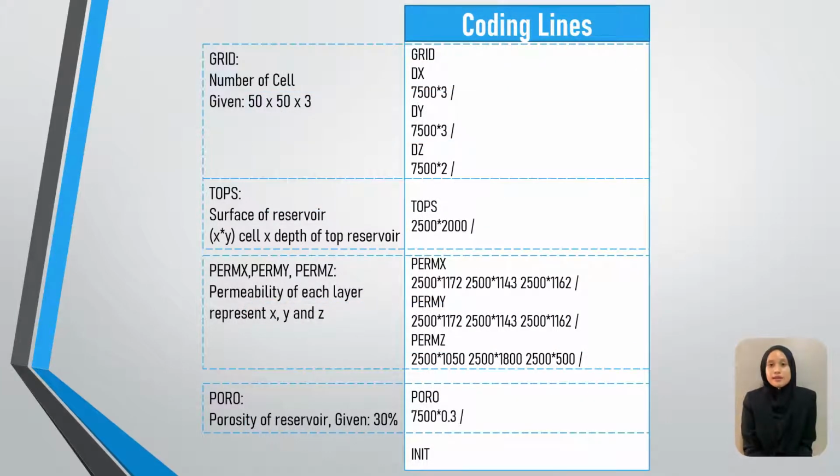The grid stands for the number of cells which is given, and the tops mean the surface of the reservoir, from which we can see the X and Y cells, and it is multiplied by the depth of the top reservoir, which is given as 2000 meters. And then the permeability means the permeability of each layer, represented by the X-axis, Y-axis, and Z-axis. Last but not least, the porosity means the porosity of the reservoir, which is given as 0.3.